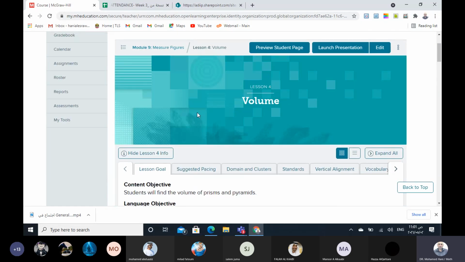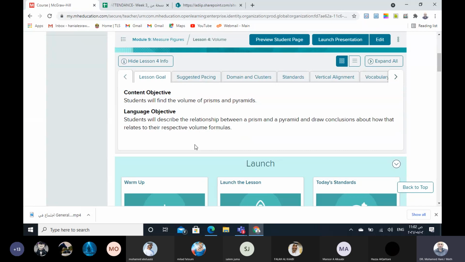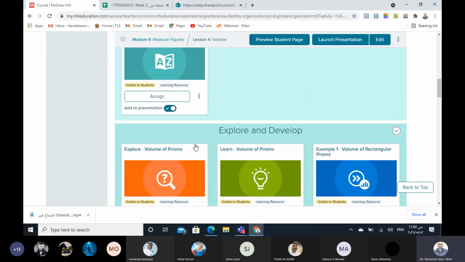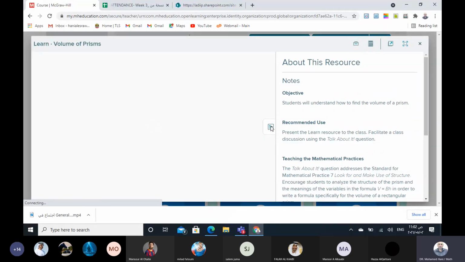Math grade 7. We are in module 9, measures of figures. Today we have lesson 4, volume. We want to learn today the volume. In this lesson we want to learn how to find the volume of prisms and pyramids. So at first, what is the volume of prisms?